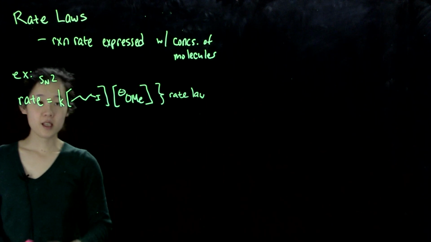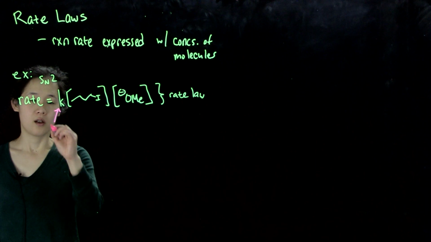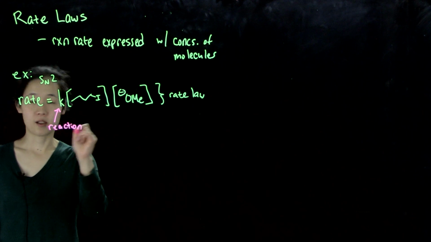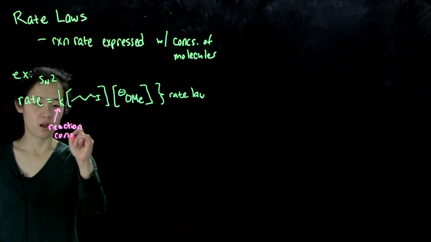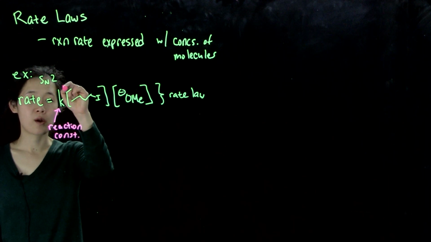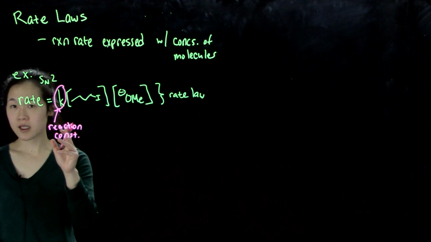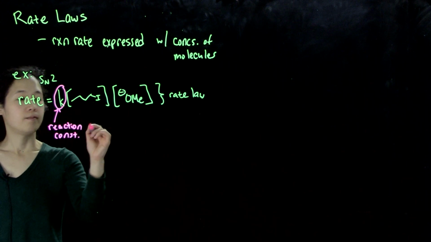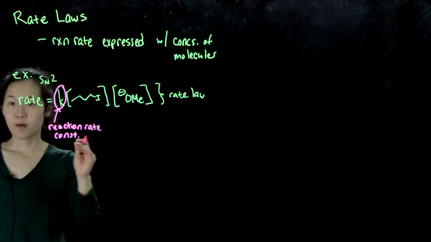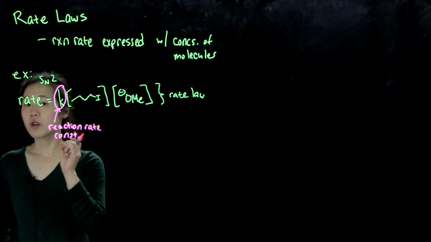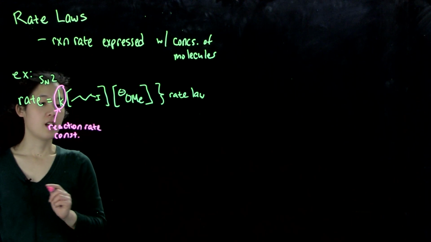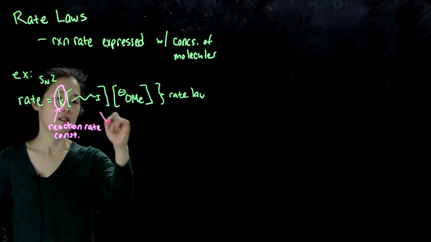And this is some reaction rate constant. I'll point out that this is a lowercase k. So lowercase k is a rate constant. The uppercase K that we worked with previously is an equilibrium constant, which is thermodynamic, not kinetic. This is only kinetic. And then these are our concentrations.